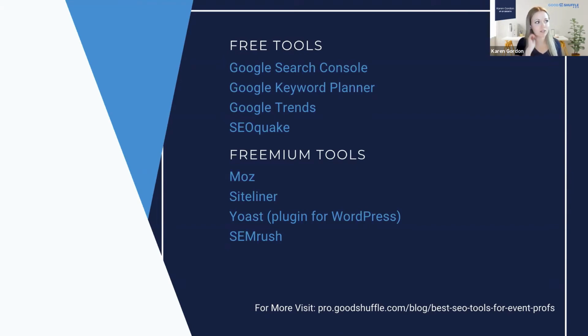So here I've got a list of some free and freemium tools. We also have a blog post here that we can send to everyone after the webinar today. That is a really nice longer list of all these tools. Worth checking out at least your Google Search Console and Google Keyword Planner. These are legitimately telling you exactly what you should be including on those landing pages we just talked about.